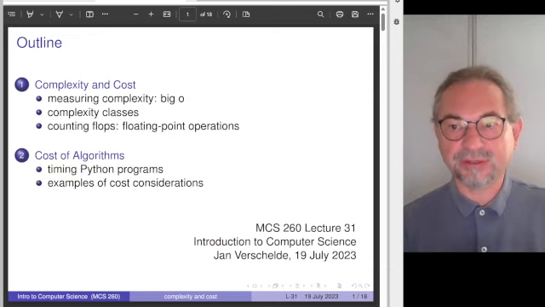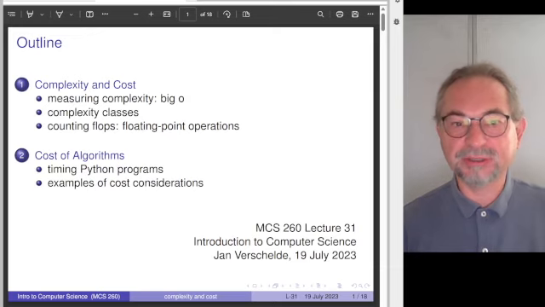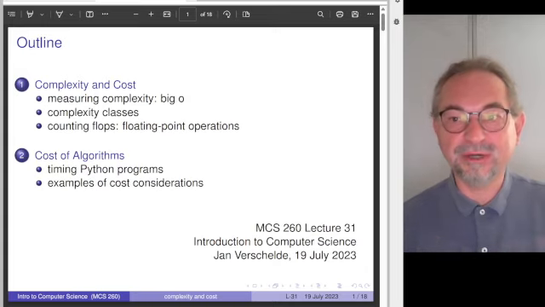In this course, the cost of an algorithm is equivalent to the timing of a Python program. The distinction between cost and complexity is important because, of course, things are not good when our programs are not very efficient. But for some problems, the problems are so hard that no matter how efficient you are as a programmer, it will still take a really, really long time to solve.